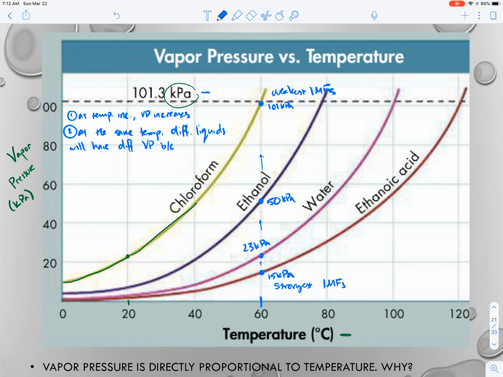And that makes sense too. We understand that ethanol's are higher than water's for reasons we've talked about, so it makes sense that that's supported by this graph. Okay, so back to point 2 here. At the same temp, different liquids will have different vapor pressures because they have different IMFs, well, different strengths of IMFs. And then we could add to that and say stronger IMFs, and this is review, leads to lower vapor pressure.